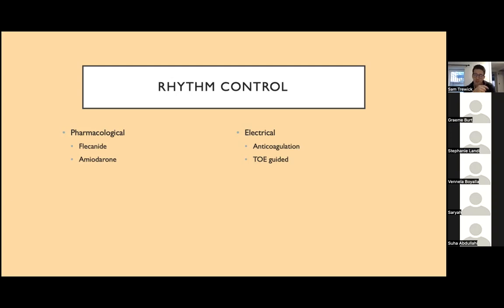For those patients who are stable enough to wait, but we can't wait the 3 weeks, the other option is to get a transesophageal echo to look for any evidence of an atrial thrombus. If there's no thrombus, then we can proceed with the cardioversion in the acute setting.